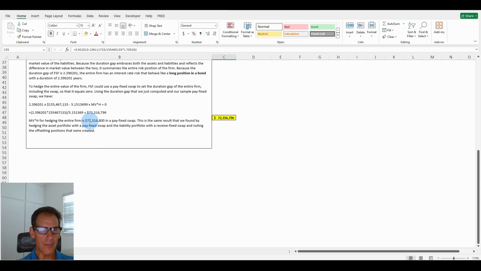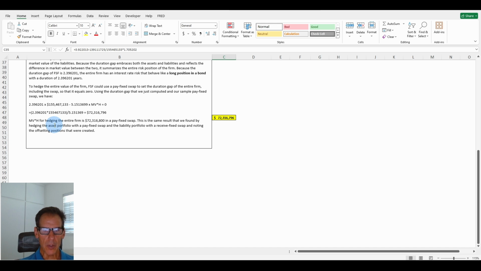To hedge the entire value of the firm, FSF could use a pay fixed swap to set the duration gap of the entire firm, including the swap, so that it equals zero. Using the duration gap that we've just computed and our sample pay fixed swap, we have 2.39 times 155 minus 5.15 times MVH equals 0. Solving for MVH, 2.39 times 155 divided by 5.15 gives us 72 million. MVH for hedging the entire firm is 72.3 million in a pay fixed swap.